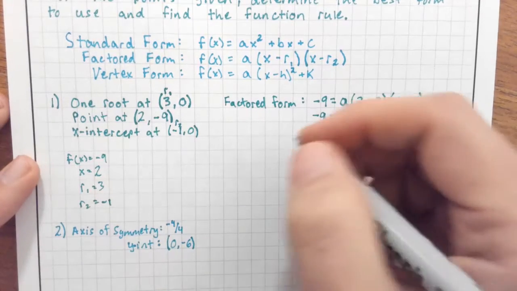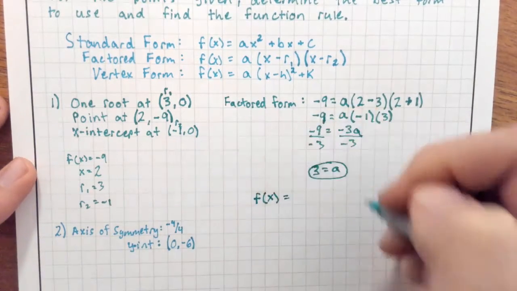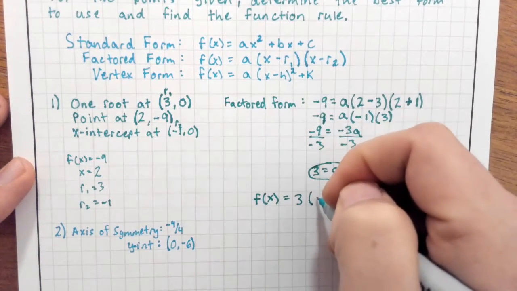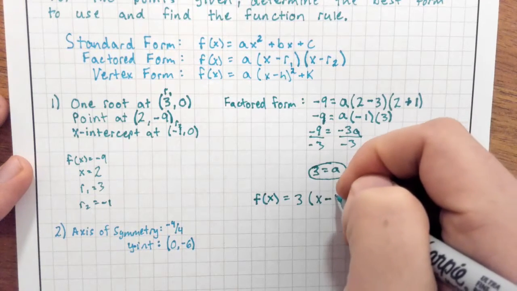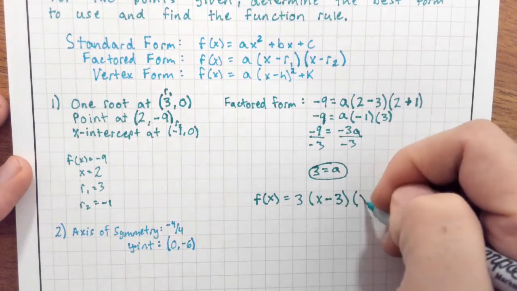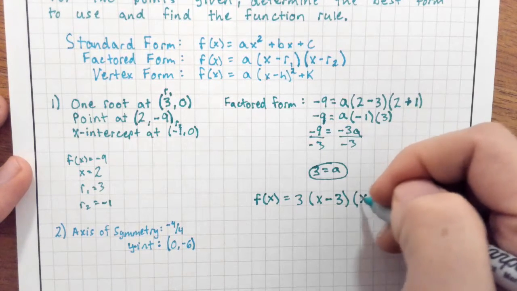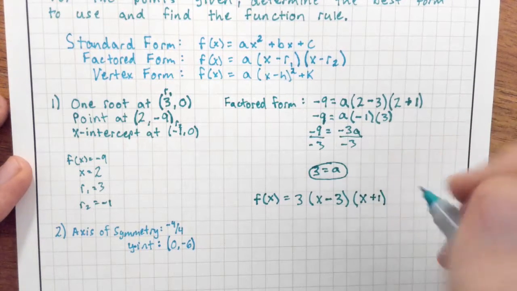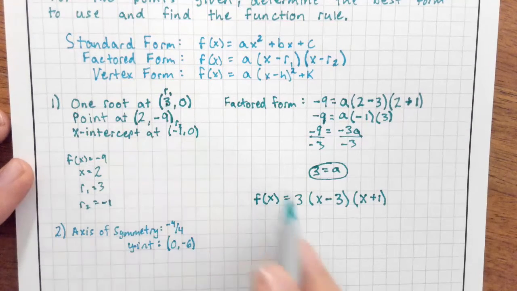So let's just plug things in. I've got f of x equals my a value of 3, times x minus our first root of 3, times x plus 1. I'm just going to use x, I'm not plugging in an actual input, because I want any value to go in here.